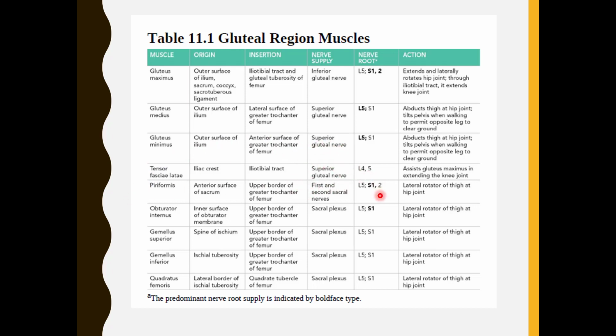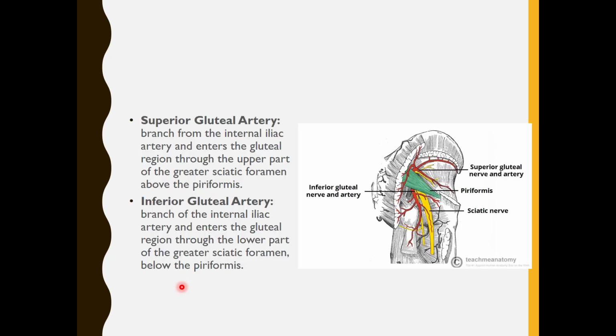Piriformis is supplied by the first and second sacral nerves. Then all four muscles, which are obturator internus, gemellus superior, gemellus inferior and quadratus femoris, are innervated by the sacral plexus. They are inserted over the greater trochanter of the femur and they are all lateral rotators of the thigh at the hip joint. So you can be asked in exam to write the names of the lateral rotators of the thigh at the hip joint. These are five muscles: piriformis, obturator internus, gemellus superior, gemellus inferior and quadratus femoris muscle.